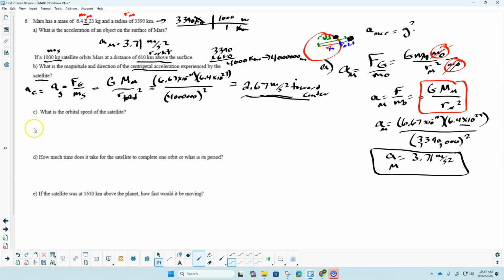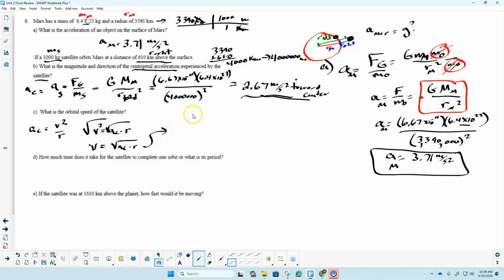The orbital speed, that's where we use the centripetal acceleration equation. So that's just v squared over r. If we solve this for v, it'd be v squared equals ac times r. And then to get v, you've got to take a square root. So v is equal to the square root of ac times r.